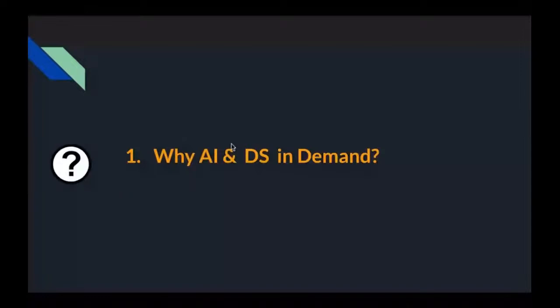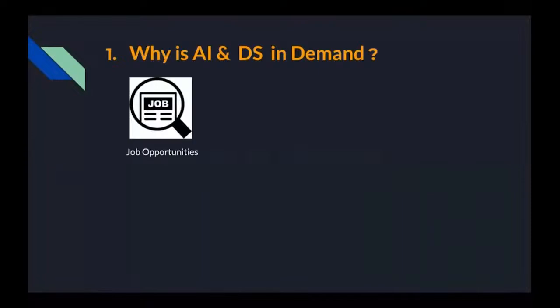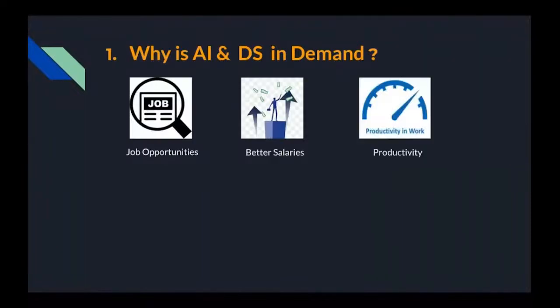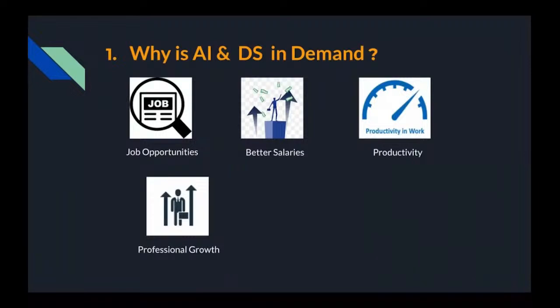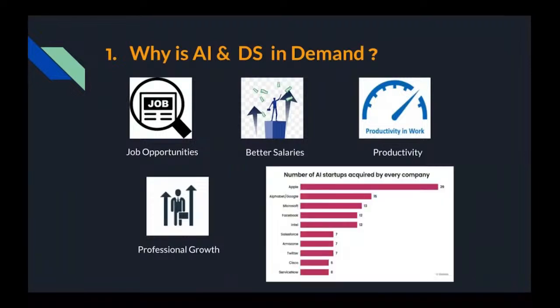So the obvious reasons why AI and data science are in demand are job opportunities, better salaries, productivity, even professional growth, career switches, and a lot of big companies like MNCs have acquired startups recently. I know many of you are here because you have heard about AI's impact already, right? The job opportunities, or maybe you're just curious about what's possible right now with AI. So let's break it down in a way that makes sense, okay?